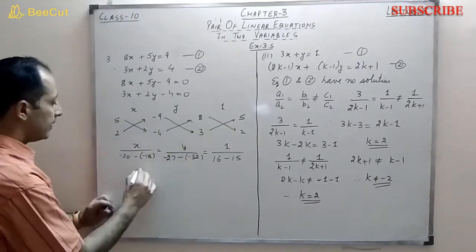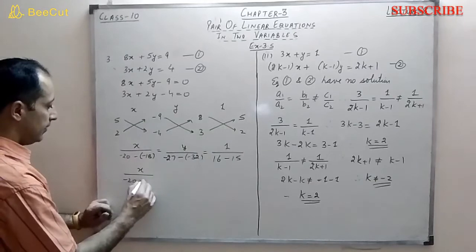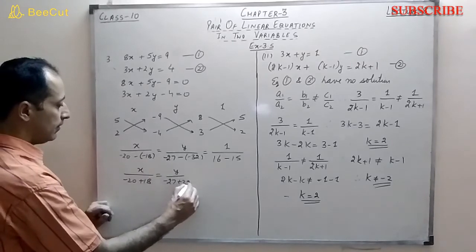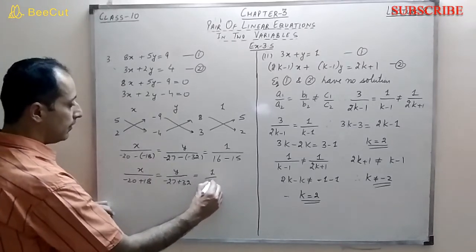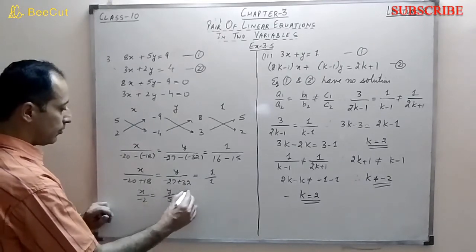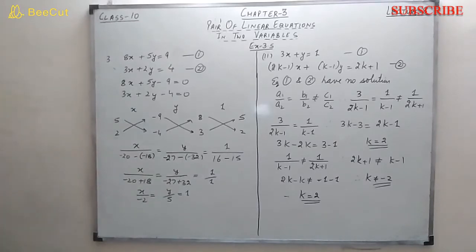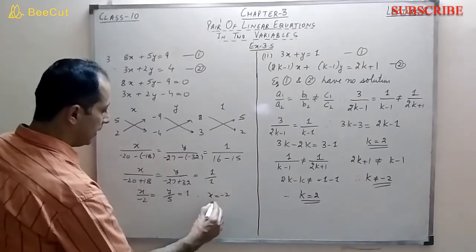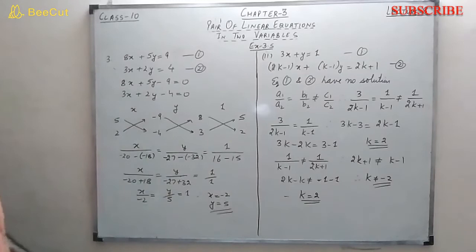Now open the brackets: x upon minus 20 plus 18 equals y upon minus 27 plus 32 equals 1 upon 1. So this is x by minus 2 equals y upon 5 equals 1. After comparing, I get the value of x as minus 2 and y as 5. These are the answers which I get after solving the two equations by the method of cross multiplication. You can also do this question by substitution as given in the book. You can try it yourself.